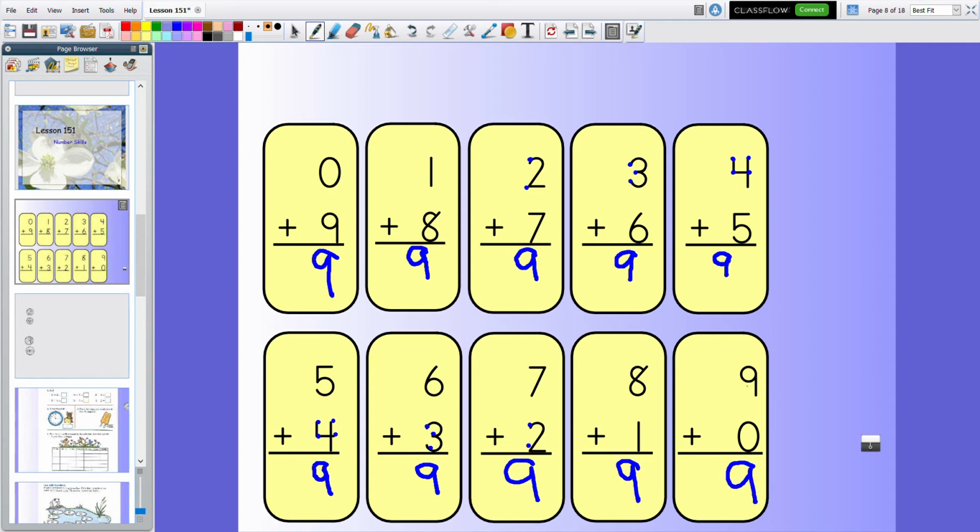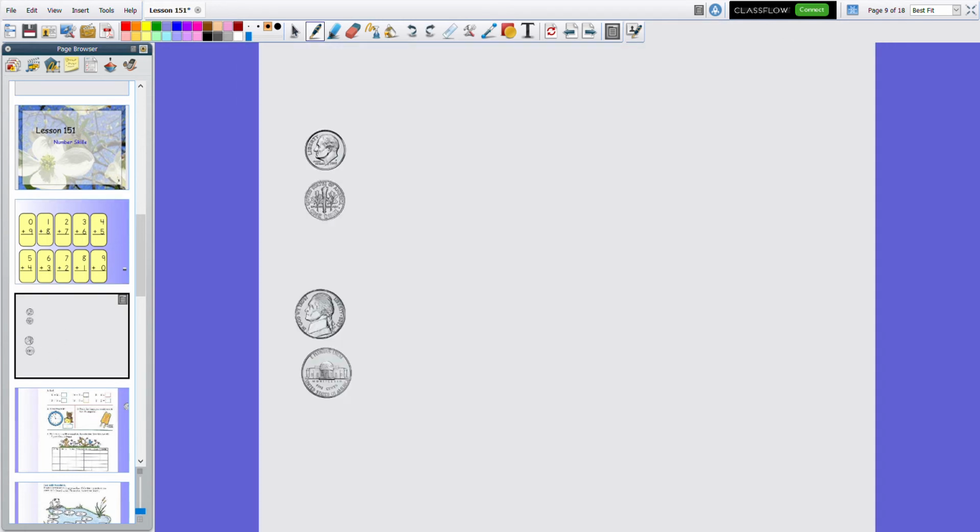Okay, this is actually called the 9 addition family. That's because all of the answers end in 9 or are 9. So all these numbers add up or equal to 9. So 5 and 4 equals a 9. So each one of these cards equals 9. It's very interesting. Let's go on to the next slide, and we have some money.